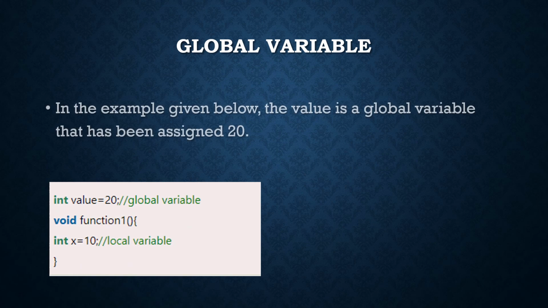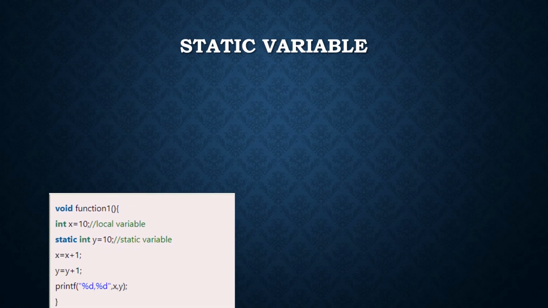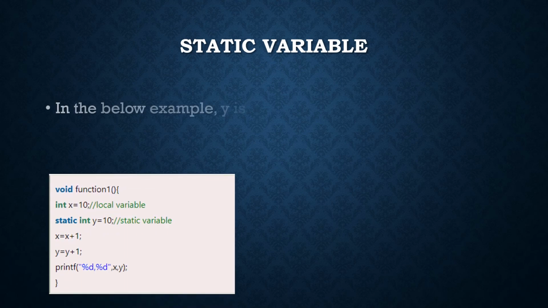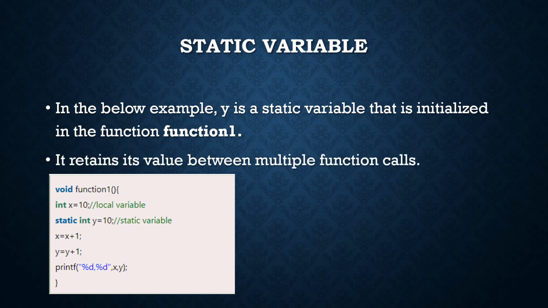Now, global variable. In the example given below, value is a global variable that has been assigned 20. It must be declared at the start of the block. Now, static variable. In the below example, y is a static variable that is initialized in function1. It retains its value between multiple function calls.